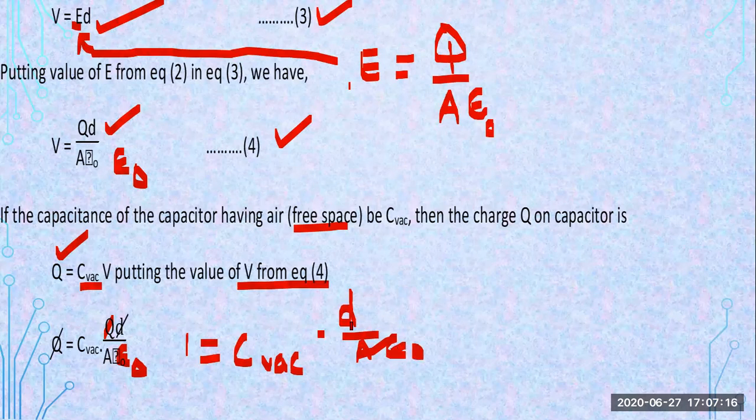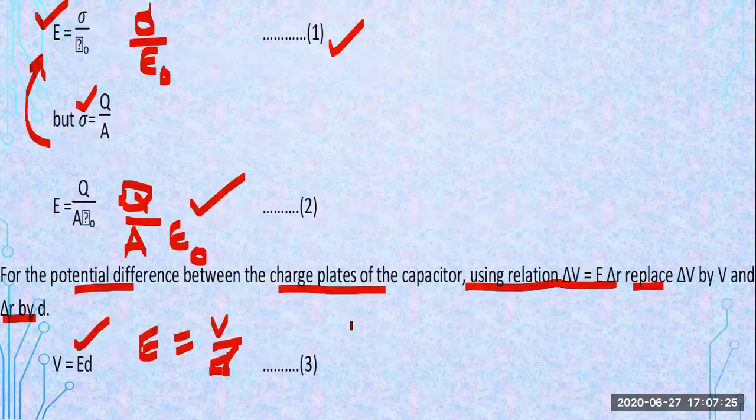Up to this point, let's revise the main points which we have done for this topic. This is the definition of electric intensity: surface charge density divided by epsilon naught. Surface charge density is calculated by the number of charges per unit area. Putting the value in the equation, that is Q divided by A epsilon naught. This is the definition of electric intensity.